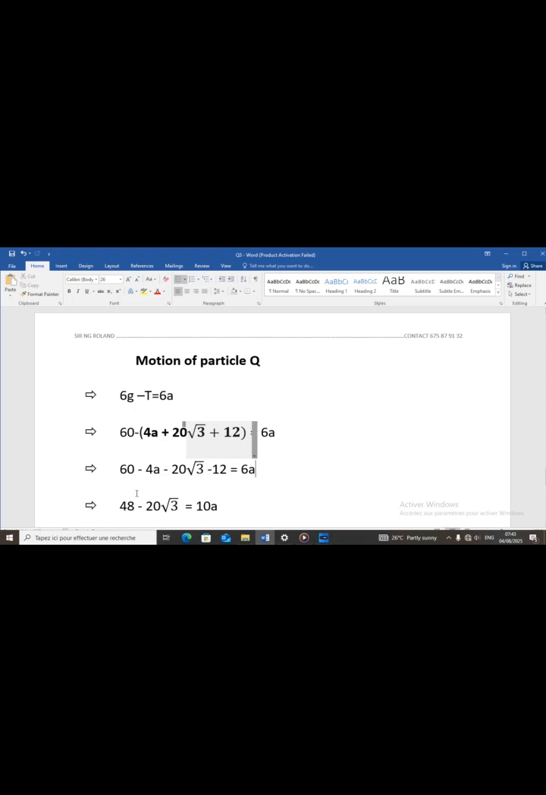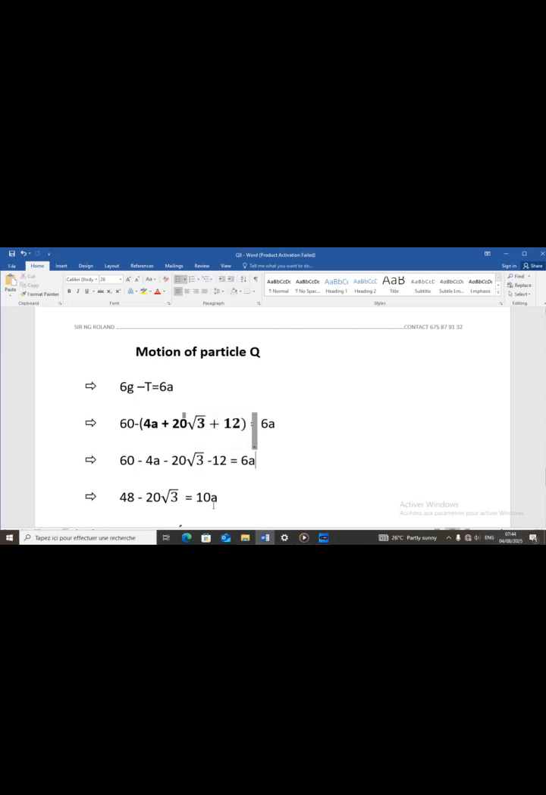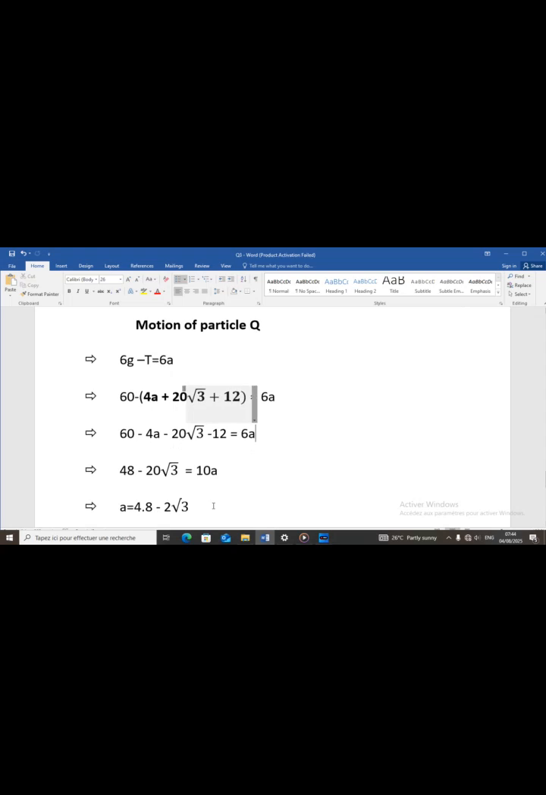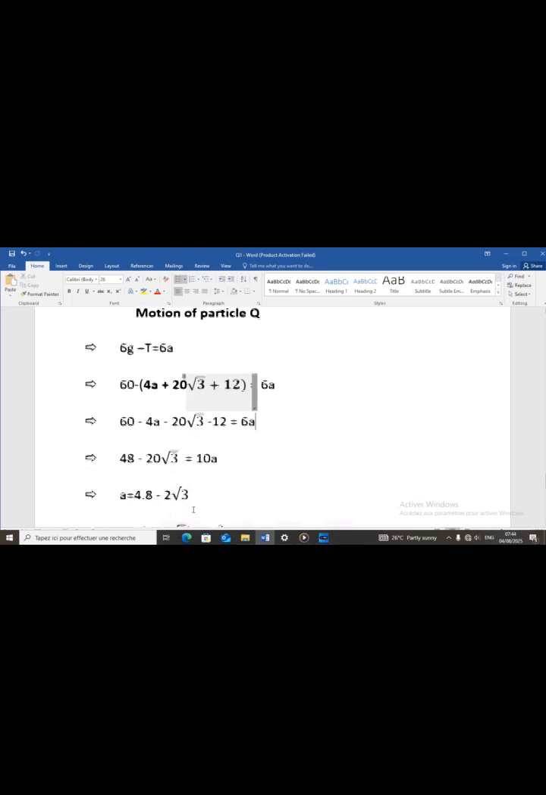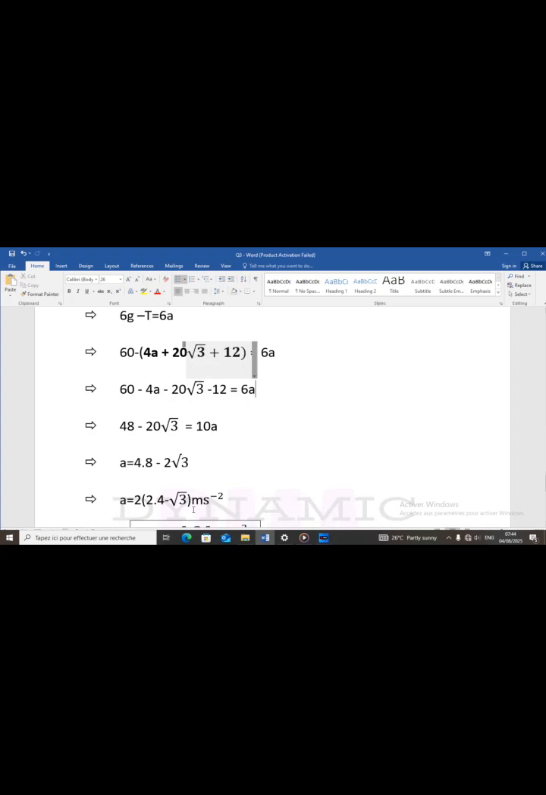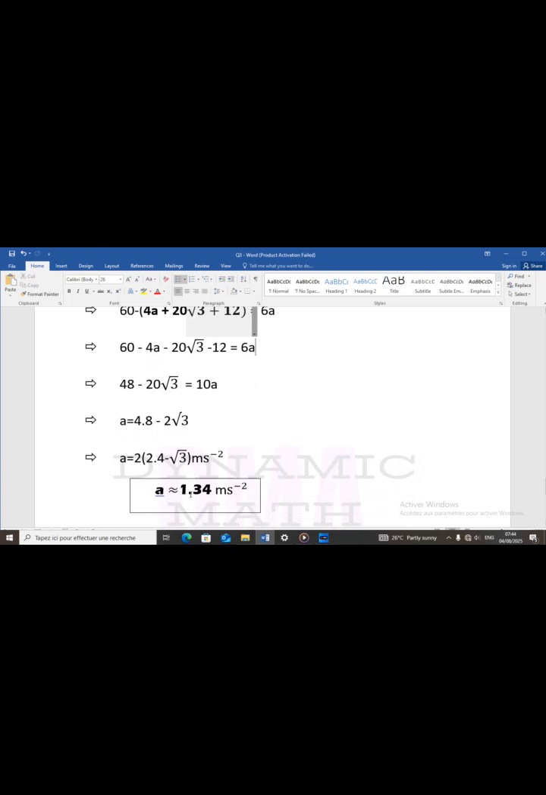Here we're going to have 60 minus 12, that's 48, minus 20 over 3. When we bring 4a over, this side becomes positive, so you have 10a. We divide by 10 now. We're going to have the acceleration of the particle equal to 4.8 minus 2 root 3. So if you compute this, you're going to have the acceleration equal to 1.34 meters per second squared.